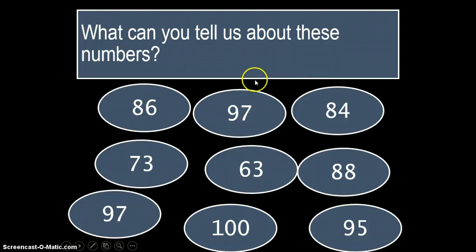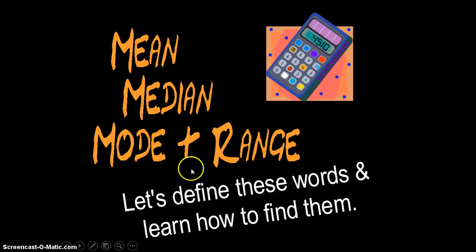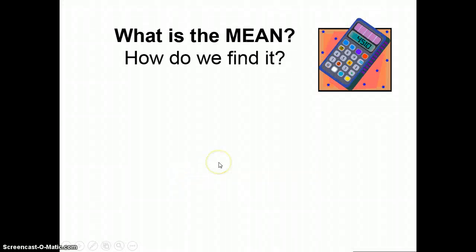All right, so what can you tell us about these numbers? Well, we can tell a lot of things. If we add them all up and divide by 9, we can get the average. If we find the most common number, we can get the mode. If we find the difference between largest and smallest, we can get the range, and so on and so forth. If we find the middle term, we can get the median.